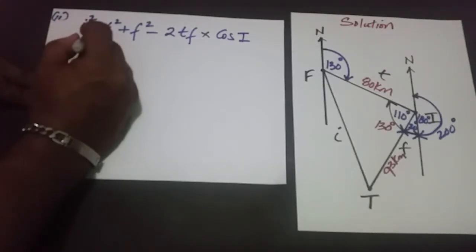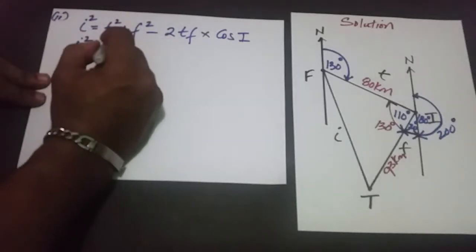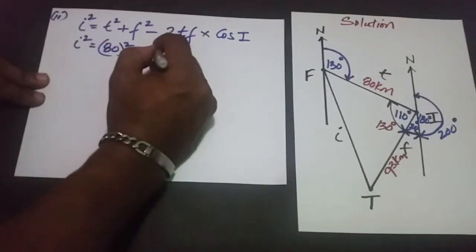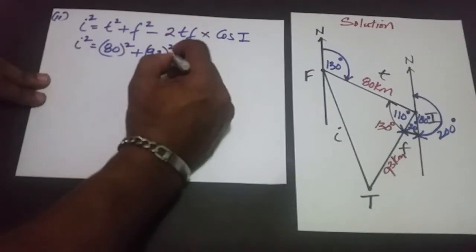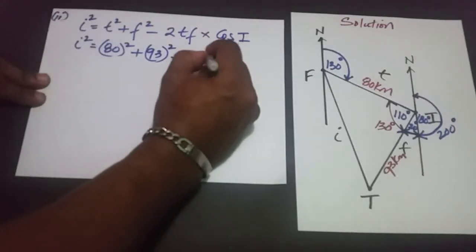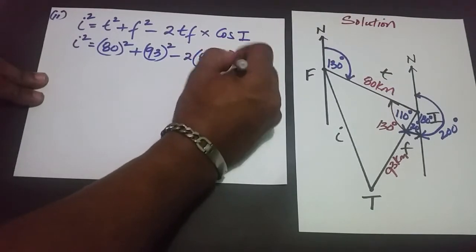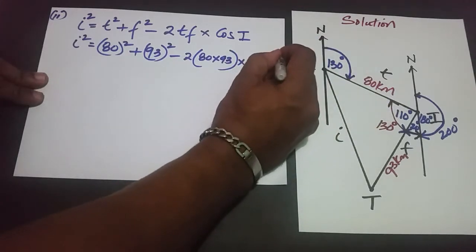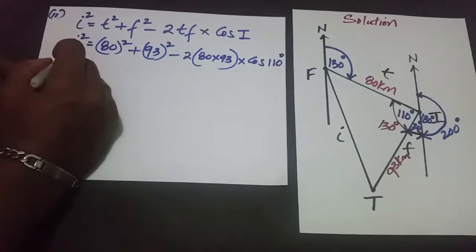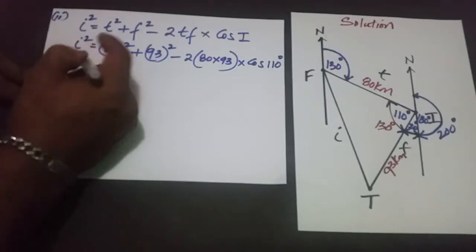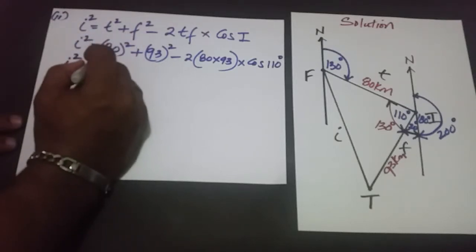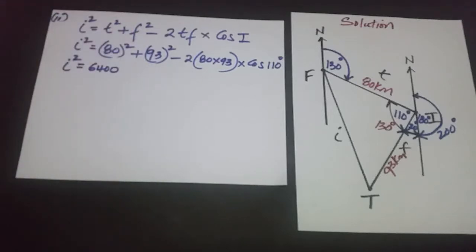So little i squared equals, little t is 80, so it's 80 squared, and f is 93, so that's 93 squared minus 2 times 80 times 93 times the cosine of the angle here, which is 110 degrees. So we take our time and work this question, no rushing. So 80 squared, that would be 6,400. All right, 80 squared, 6,400.